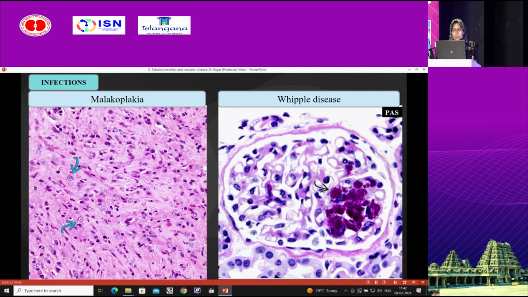Whipple's disease, this is caused by Tropheryma whipplei. This is very similar to that seen in the intestine. There are aggregates of these macrophages which are laden with PAS positive bacilli seen in the glomerular tufts or in the interstitium.